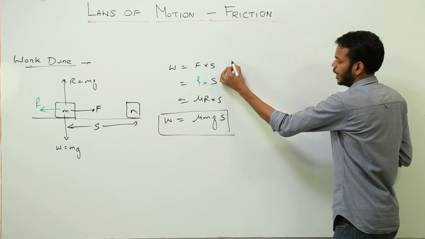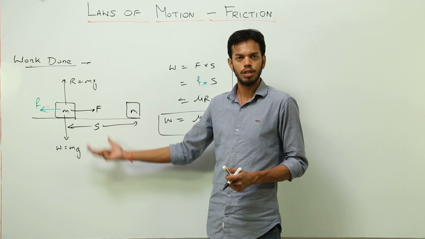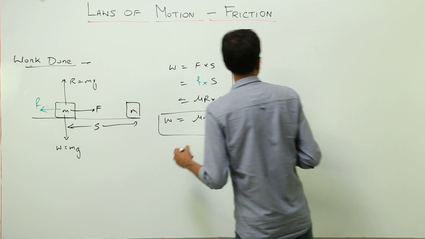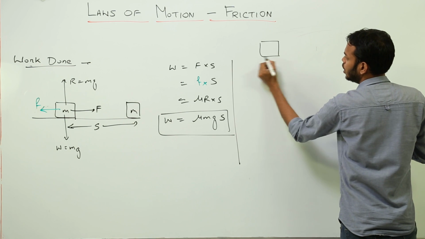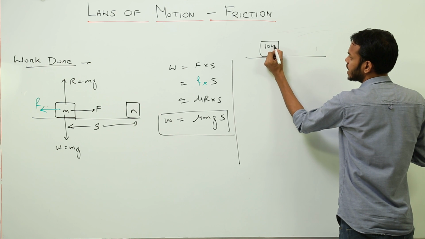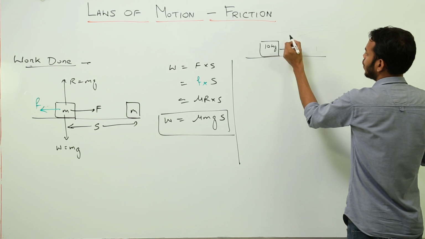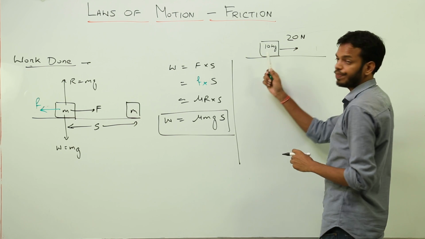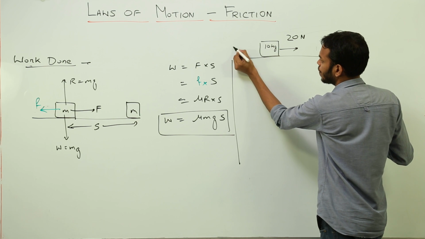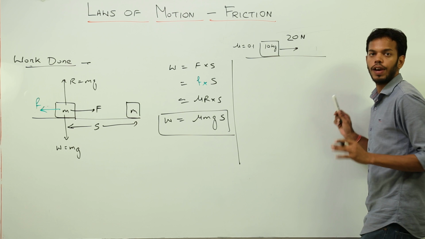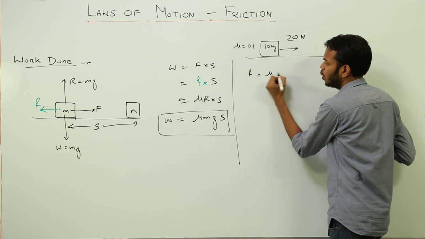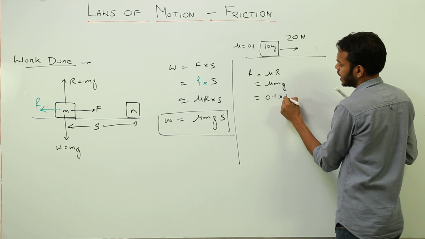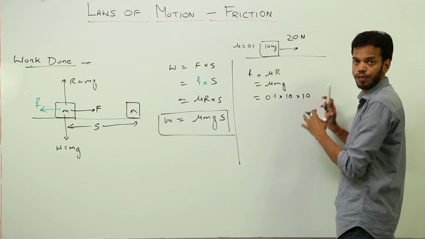Now a very important thing, you might get numericals on a similar situation where, let's take an example. Let's take up the values of this, and I'll tell you why I'm doing this. Suppose the body is of mass 10 kg, the applied force is 20 newtons, and the value of mu between the body and the horizontal surface is 0.1. Let's calculate the value of frictional force. Frictional force is mu R, which will be equal to mu mg, which is 0.1 into mass 10 into g. Let's take it as 10 for now.